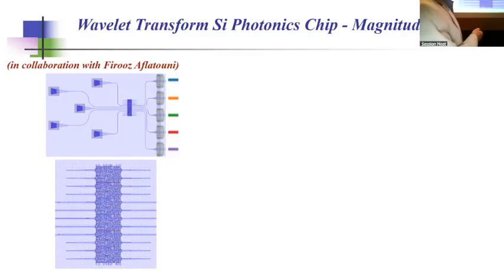Let me explain the color coordination over here. This color, of course, doesn't have any meaning with regard to the wavelength. It's just to show you the plot that I show you over here. It's the output at each one.